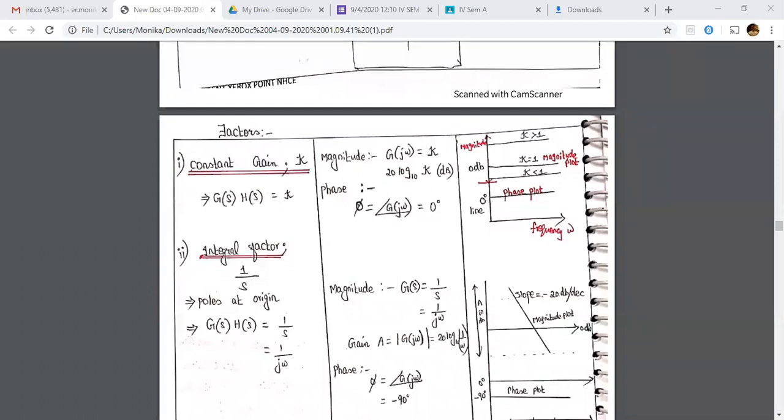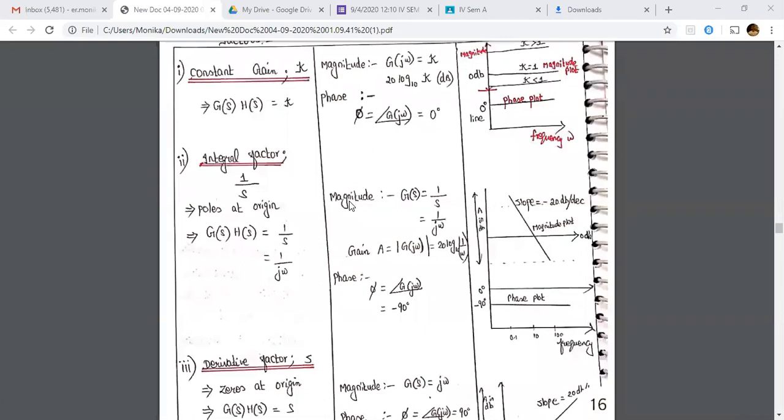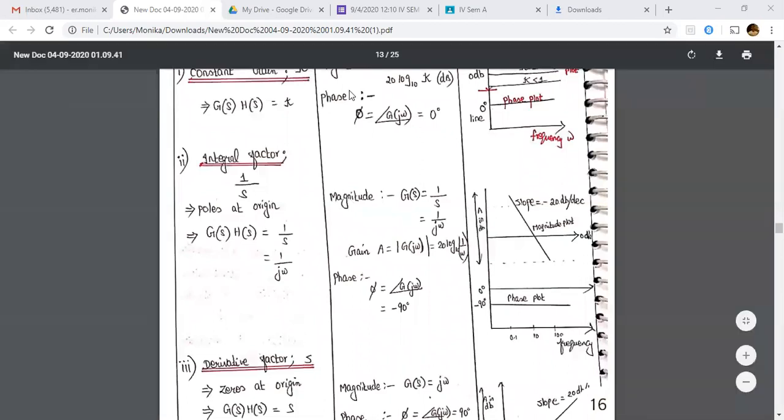Now, when you have integral factors like 1 upon s, poles at origin, all of you please answer after my question. When you have poles at origin, what is the slope of the magnitude plot? Unmute yourself and answer.